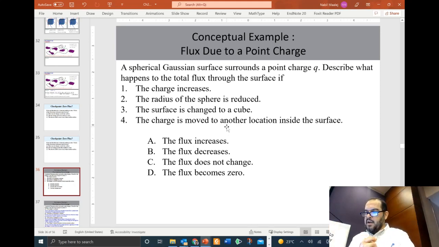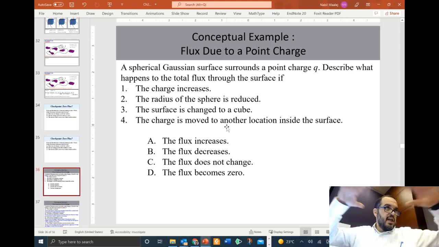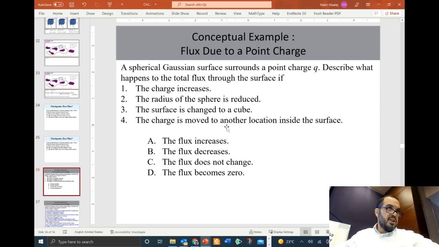What happens if the radius of the sphere is reduced? Does not change. We said it's the charge enclosed divided by epsilon 0. There is no dependence on R. What happens if the surface is changed to a cube? Does not change. It's still a closed surface. The charge inside it is still Q. The flux is still the same. It's Q divided by epsilon 0.